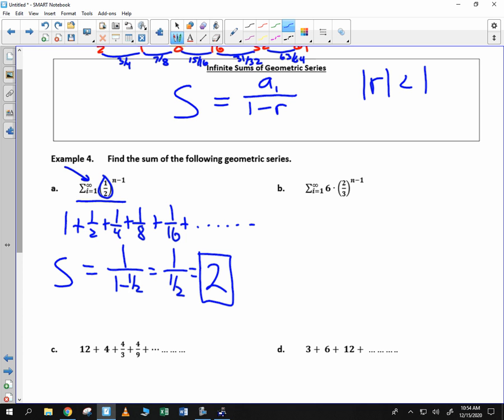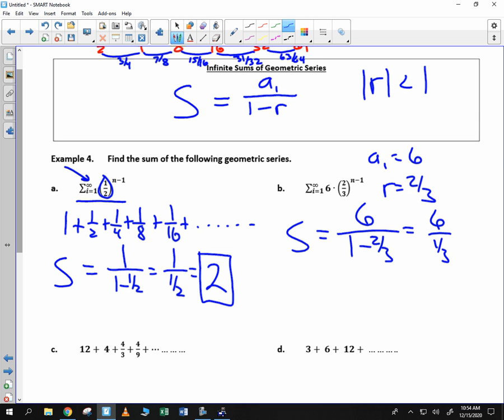In this situation, you can see that your ratio is 2/3. Your first term, if you plug in 1, you would get 6 times 1, which would be 6. So a sub 1 is 6. So the sum is equal to your first term divided by 1 minus your ratio. We have 6 over 1/3, or 6 times 3 is 18 is what this adds up to.